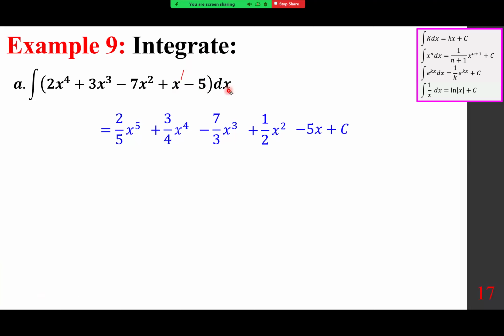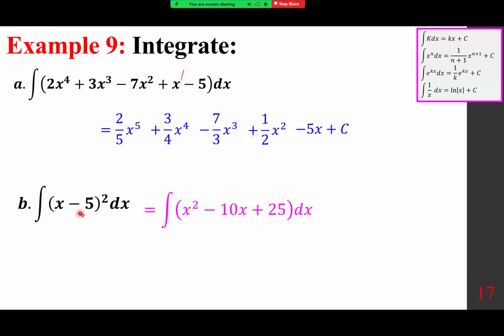Bear in mind that the independent variable is x. x minus 5 quantity squared. First, we raise it to the power of 2. We get x squared minus 10x plus 25 dx.